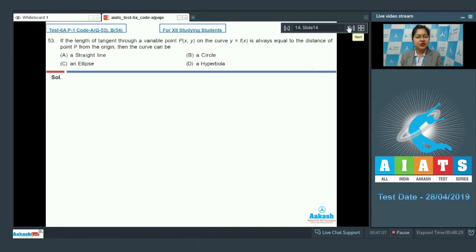Let's now discuss question number 53, which says that if the length of the tangent through a variable point P, that is (x, y), on the curve y equal to f(x) is always equal to the distance of point P from the origin, then the curve can be. A very simple question from application of derivatives. So let us solve it. We know the formula for length of tangent, that is |y| times the square root of 1 plus (dx/dy) whole square. This is equal to the distance of the point P, that is (x, y), from the origin. Its distance will be the square root of x square plus y square.